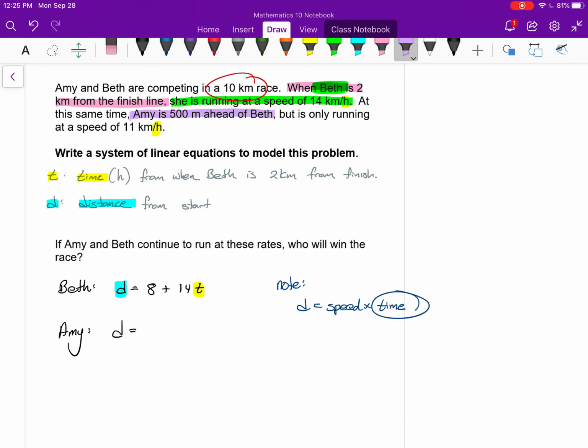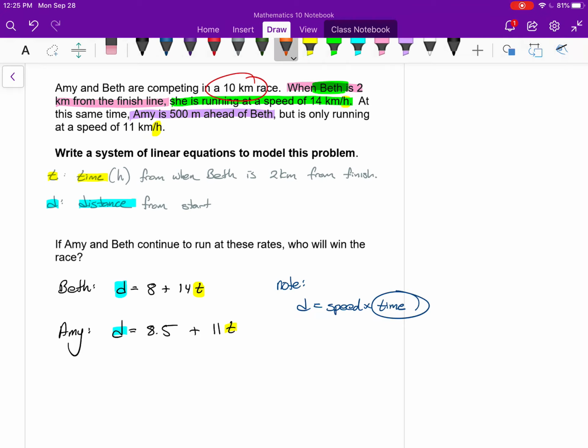So she has traveled 500 meters more than Beth at the instant this question starts. So when Beth has traveled 8, Amy has traveled 8.5 kilometers. Right, a kilometer is 1,000 meters, so 500 meters is half a kilometer. So Amy has traveled 8.5 kilometers, plus her speed is slower now though. She's traveling 11 kilometers per hour. So 11 times t will be the distance she travels after some amount of time.